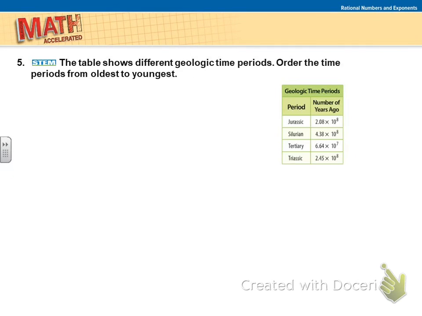All right, so now we're going to move on to this one, which says to order the time periods from oldest to youngest. Now, one way you could do it was you could write out all these numbers, but that's going to be a lot of big numbers, isn't it? So I'm going to show you all a way that we can do this by looking at the exponents.